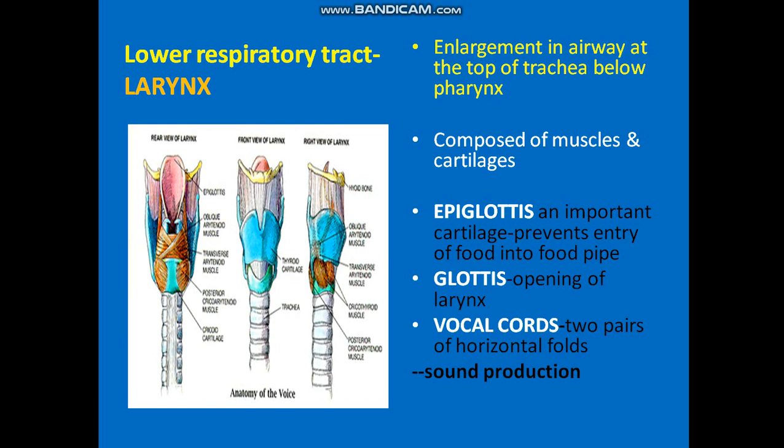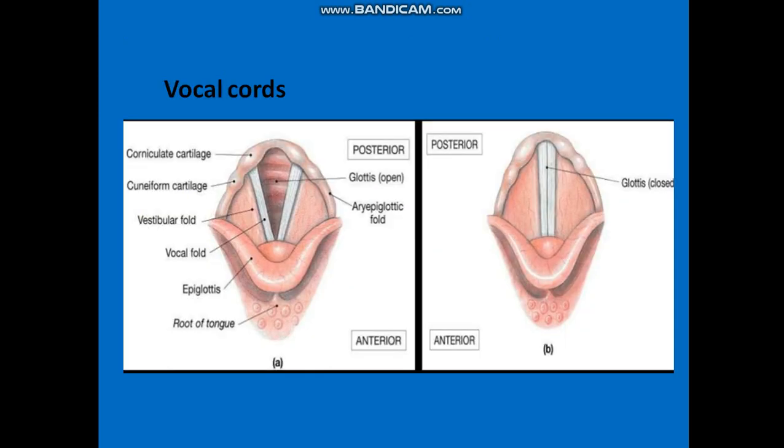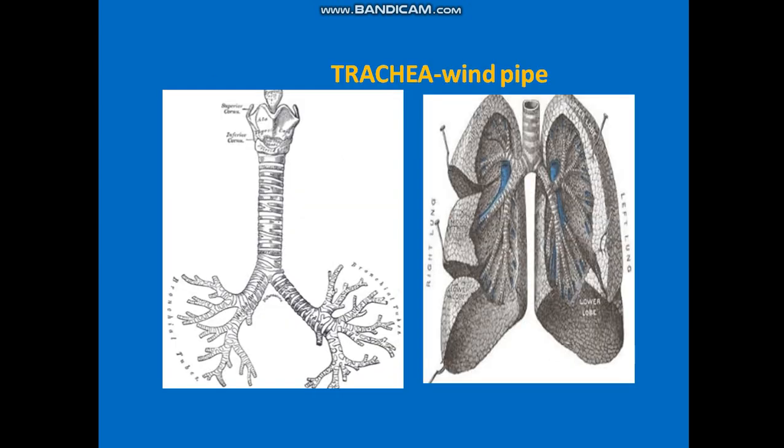Larynx has the important function of producing sound because vocal cords, which are two pairs of horizontal folds, stretches of mucous membrane, are present inside the larynx. Vocal cords are made up of connective tissue, elastic fibers. You see here in this figure, anterior portion, the glottis is open, while in figure B, again anterior side of the vocal cords is seen where the glottis is closed.